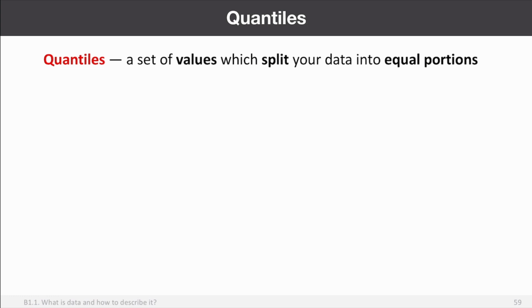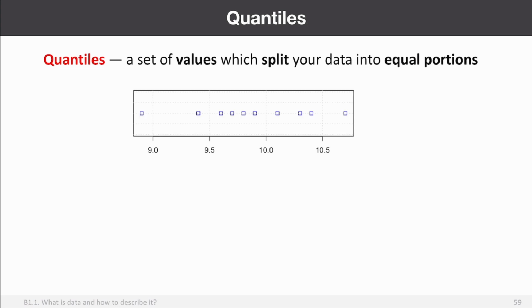What is a quantile? Quantiles are a set of values that split the whole range of your values into equal portions. For example, median is already a quantile. It's a single value that splits your sample 50-50%, right? So you have 50% of the values, 5 values in this case, smaller than the median, and 5 values larger than the median. Of course, you can continue and split into more, for example 3 equal portions, or 4, or 10 equal portions, and so on.